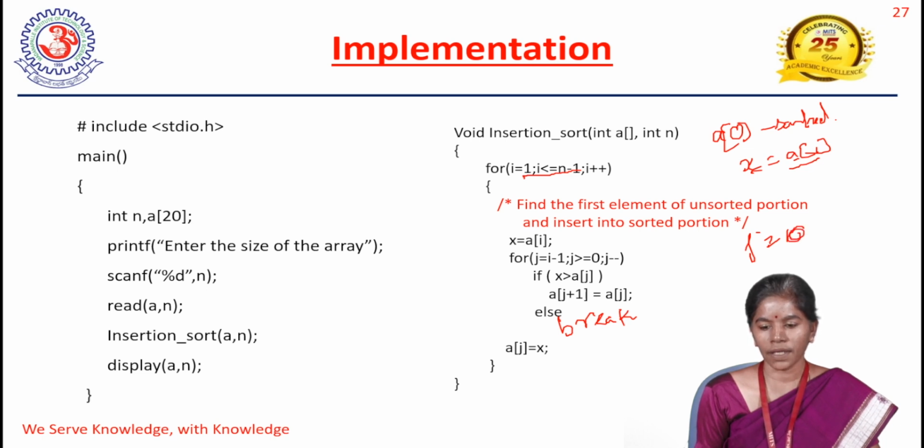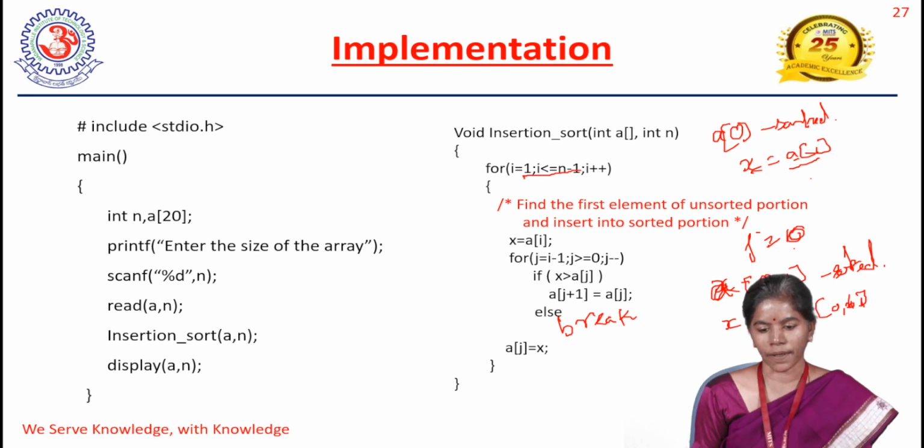We compare the second element with the first element. In the second pass, A of 0 comma 1 is the sorted list. Now we have to insert x into A of 0 comma 1, that is 0 to 1.